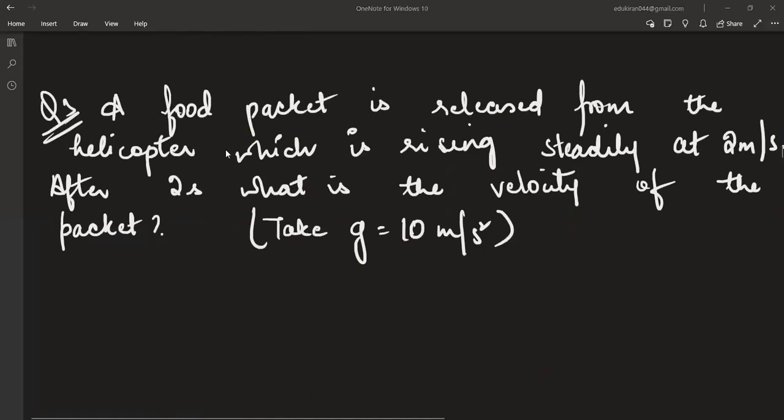Okay, class, note down this question, then I'll discuss this with you. Abdul, you have written the previous question. See, this question says a food packet is released from the helicopter, which is rising steadily at 2 meters per second. After 2 seconds, what is the velocity of the packet? Take g as 10 meters per second square. Again, based upon motion under gravity itself, note it down, then I'll discuss.